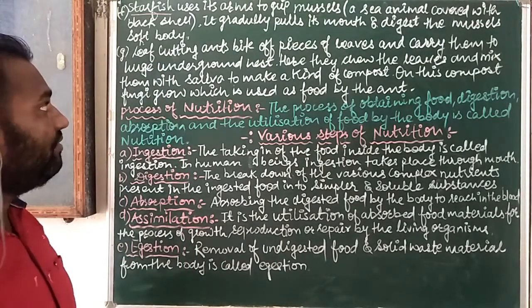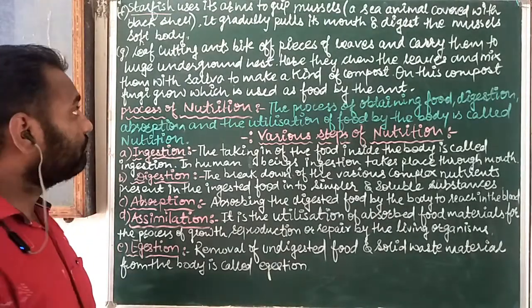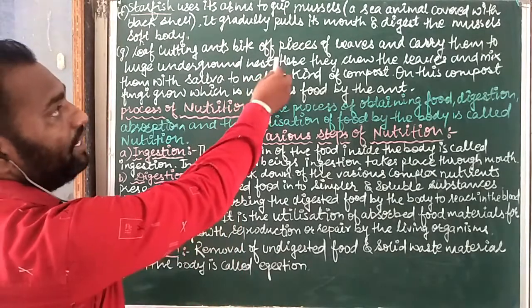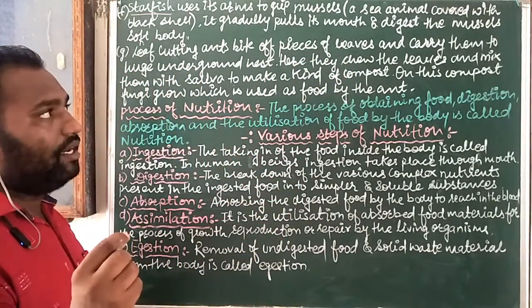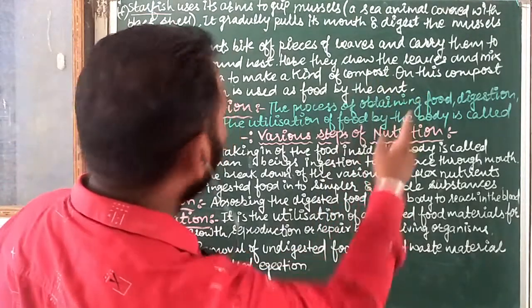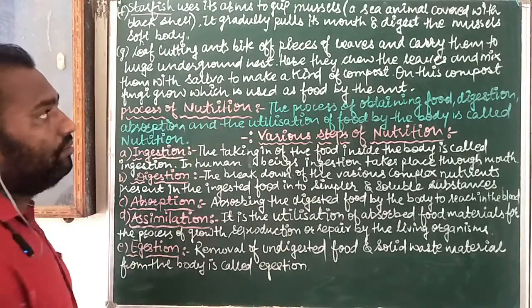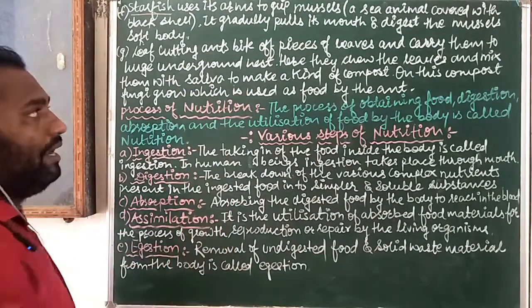Some ants are generally leaf cutting and feed only on the leaf. So leaf cutting ants bite off pieces of leaves. That means they are breaking the leaves into small pieces and carrying them to their underground nest.